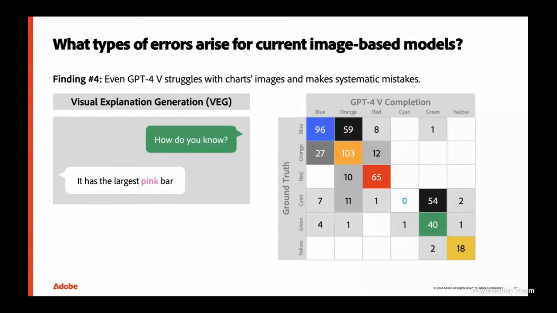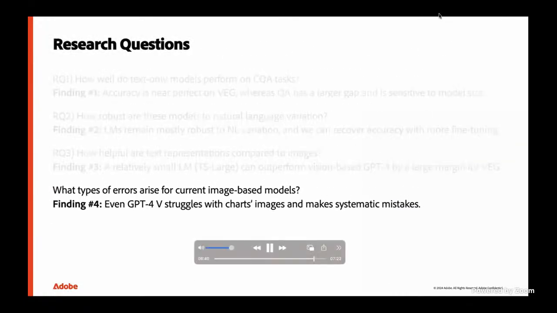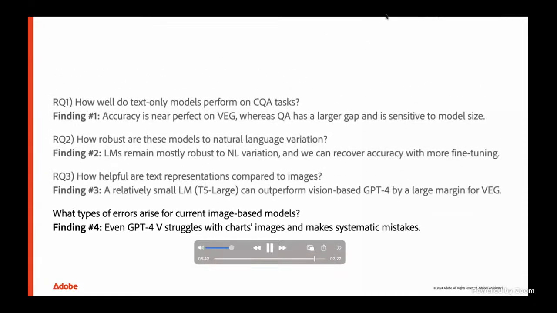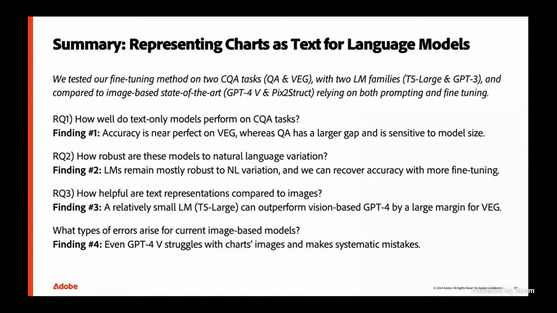We also saw some interesting trends in the types of errors, which would be interesting to explore more deeply in future work. That brings us to just about the end of this talk. In conclusion, we tested our fine-tuning method on two chart-grounded Q&A tasks and compared to image-based models. We ultimately found that we can get near perfect accuracy using a small text-based model for visual explanation generation, and that our models remain mostly robust to natural language variation. We also see that these models can outperform image-only models like GPT-4V, which does produce some systematic errors in the completion results.